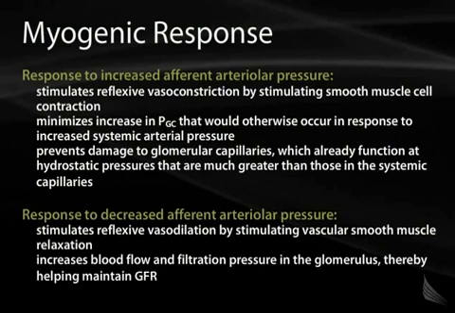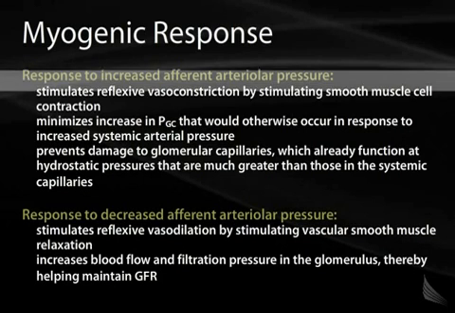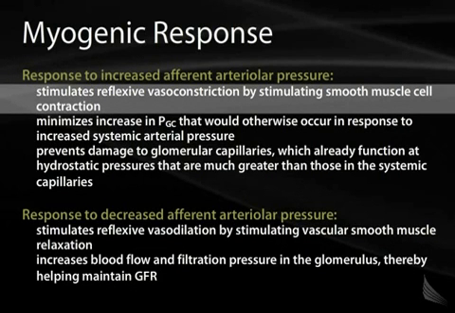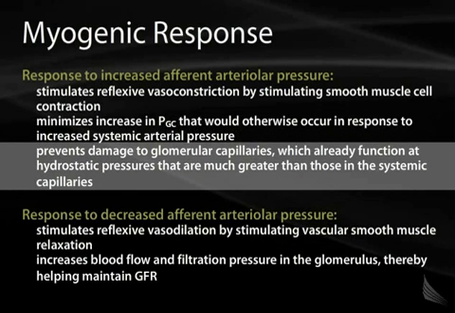The myogenic response. This is a response to increased afferent arteriolar pressure. This stimulates reflexive vasoconstriction by stimulating smooth muscle cell contraction. The effect of this is to minimize the increase in glomerular capillary hydrostatic pressure that would otherwise occur in response to increased systemic arterial pressure. This prevents damage to the glomerular capillaries, which already function at hydrostatic pressures that are much greater than those in the systemic capillary bed.